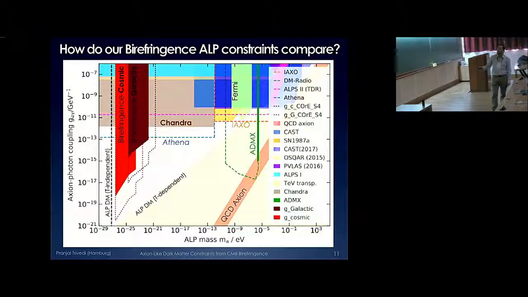These constraints are from haloscopes. These constraints are from helioscopes that look at the sun. And these constraints are from the light shining through the wall experiments. And these constraints are from the X-ray observations. So maybe I can talk a little bit about that.